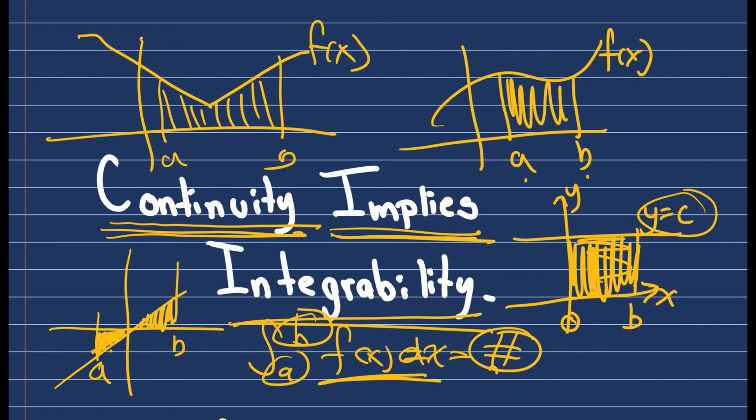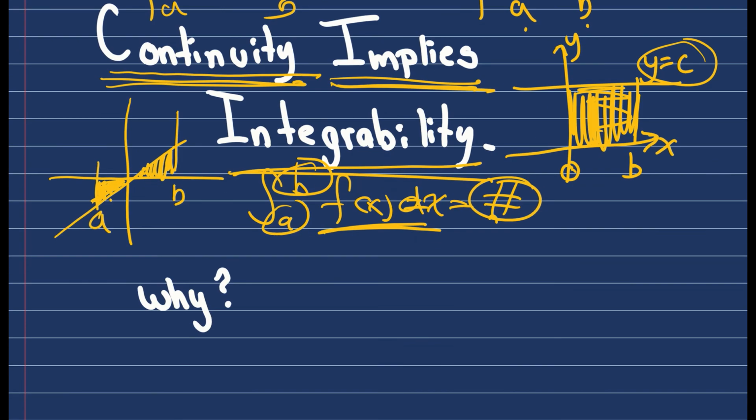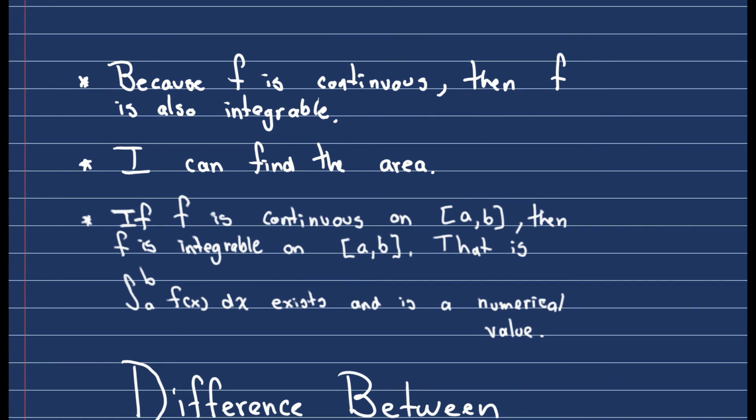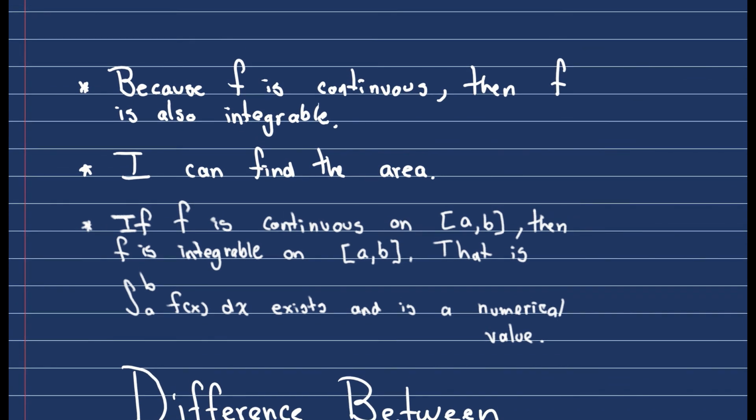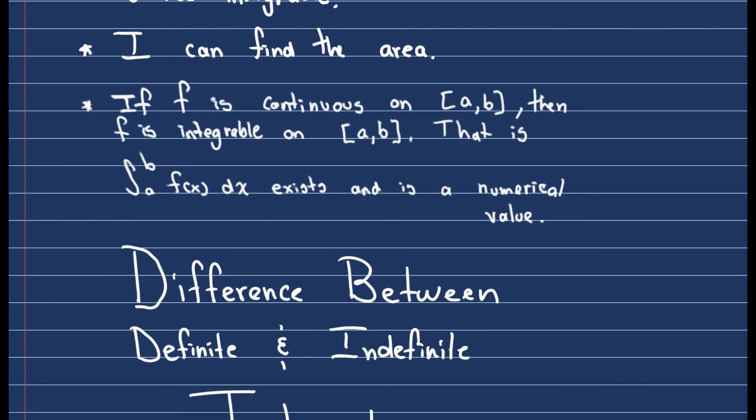All right. So here, let me pause it myself as well. No, let me continue. Why? Because of what I just explained. We can take the area under. Now, let's establish this. Because f is continuous, then f is also integrable, as I mentioned earlier, which means that I can find the area from a point a to b. So if f is continuous on a closed interval a to b, then f is integrable on the closed interval a to b. That is this notation. This number exists. This is a number. This is a definite integral, and it is a numerical value.